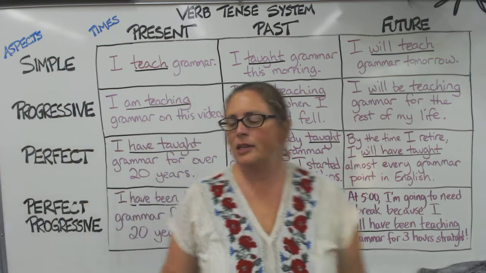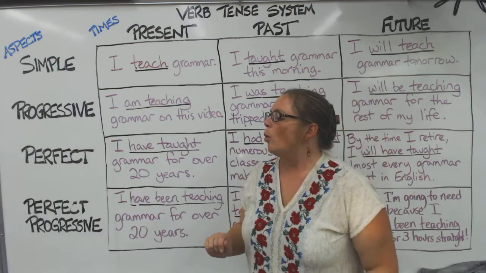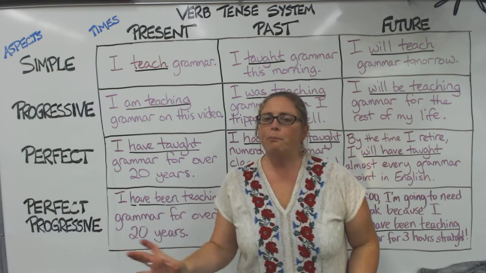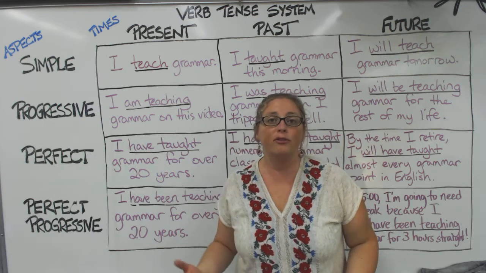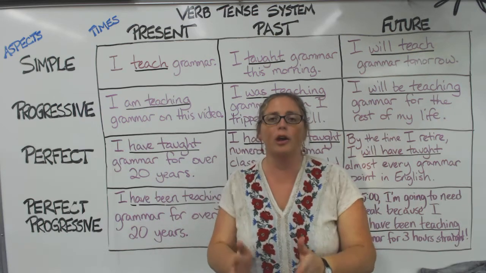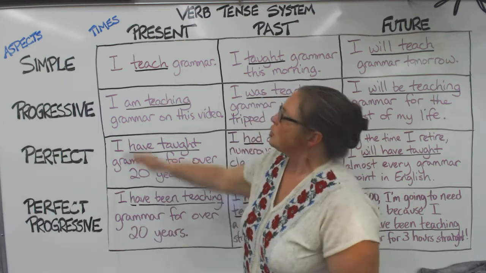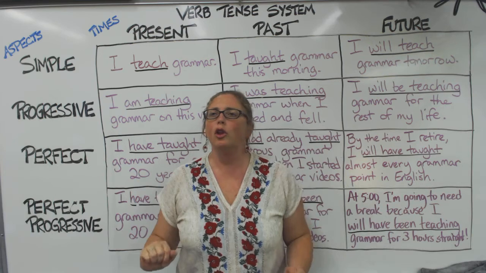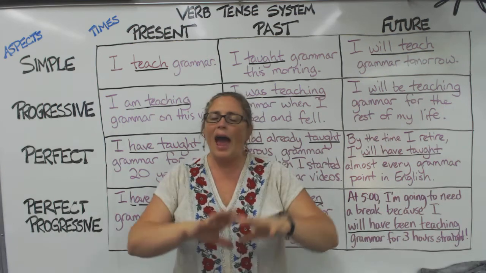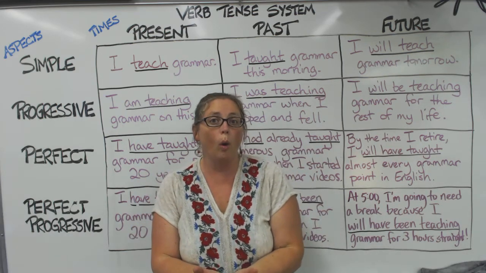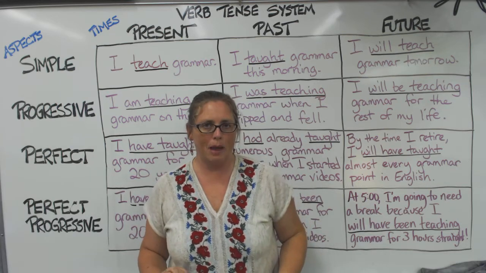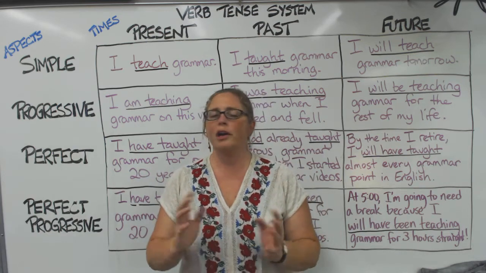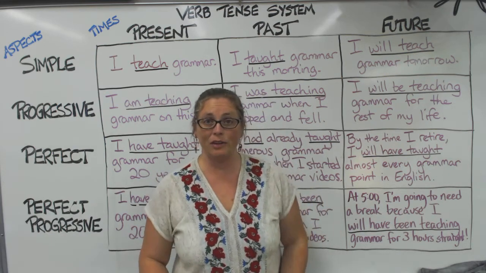And the aspects really tell you what the focus of the action is. What part of the action are you focused on, or how are you looking at the action? So first we have the simple aspect. And the simple aspect looks at an action as an entire whole. That's the important point to remember about simple forms. You're looking at an entire or completed or whole activity.